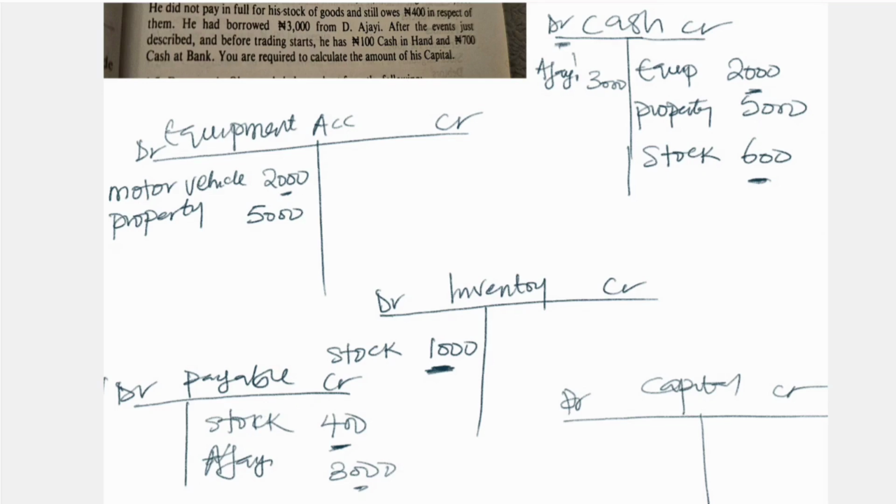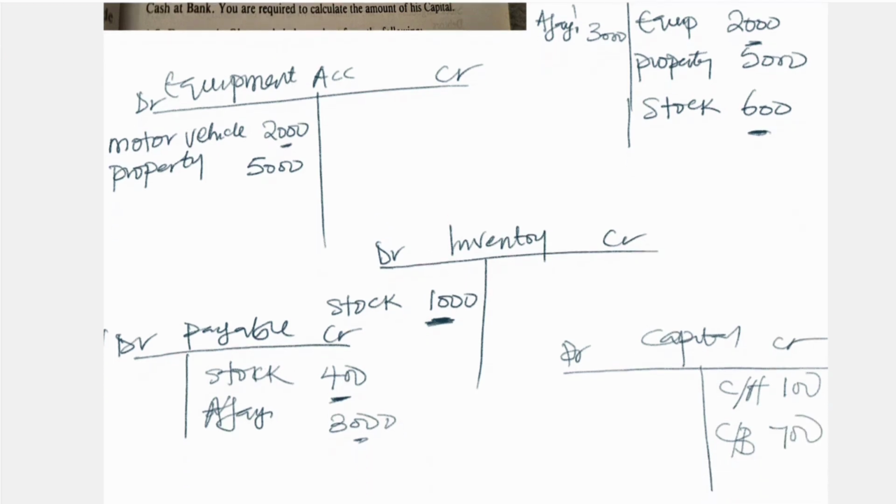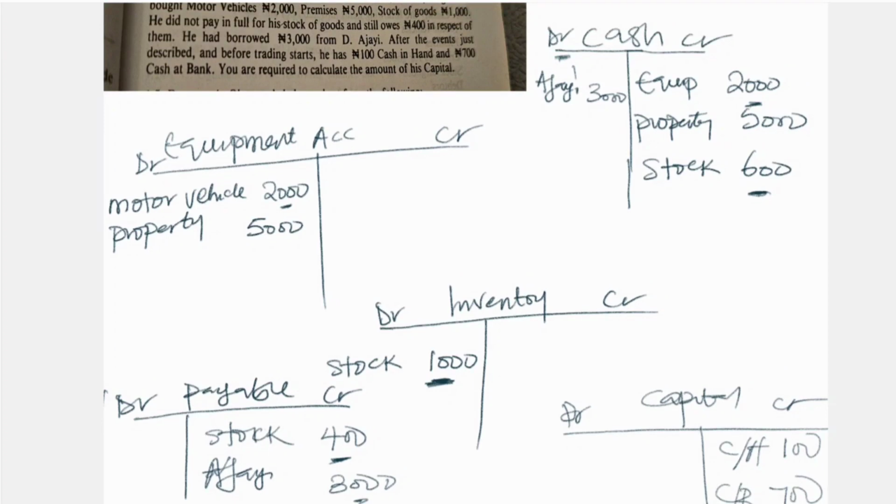So this 100 naira and 700 naira we had, we had it before starting the business. So it is a credit balance capital account. So cash at hand 100 naira, cash at bank 700 naira. Okay, so this credit entry we've made now, we're going to also debit it in cash because money is coming into our business, right? So capital 100 naira, capital 700 naira. So what we're going to do now is to balance this all off.